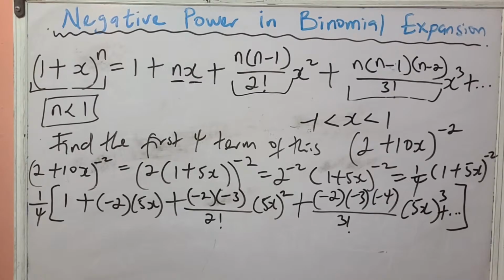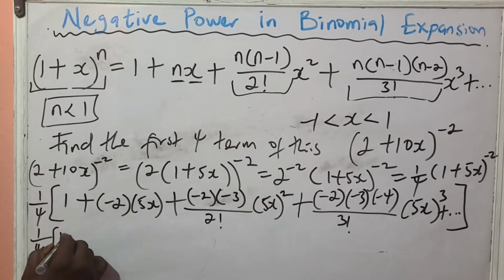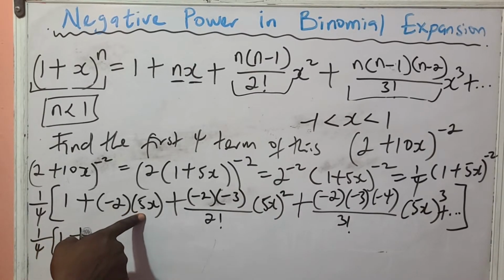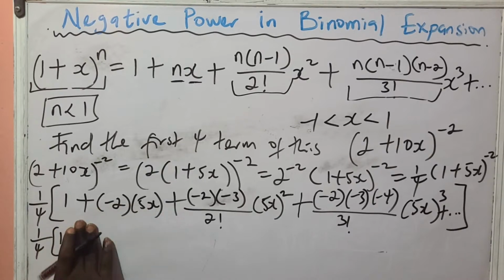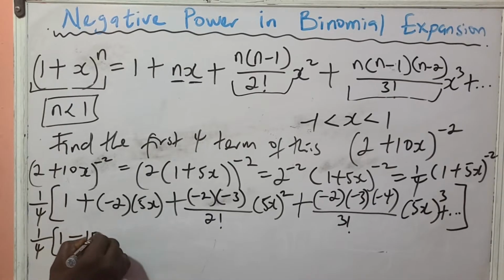What do you want to do? Of course, you have to make sure your 1 over 4 is still here, because at the end of everything, we'll be using 1 over 4 to multiply everything inside this bracket. So the first value is 1. Minus 2 times 5, that will be minus 10. So this will obviously change from plus, because minus 10 times plus will be minus. That will be minus 10x.